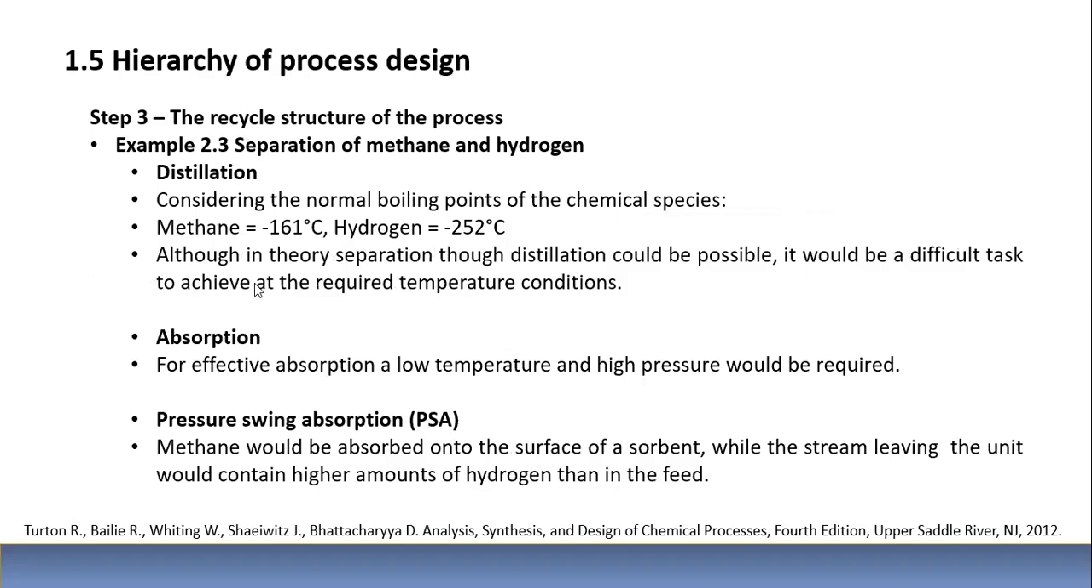Okay. Example 2.3, separation of methane and hydrogen. Distillation. Considering the normal boiling points of the chemical species. If we're going to do a distillation, the boiling point of methane is minus 161, and the boiling point of hydrogen is minus 252. Although in theory, separation through distillation could be possible.